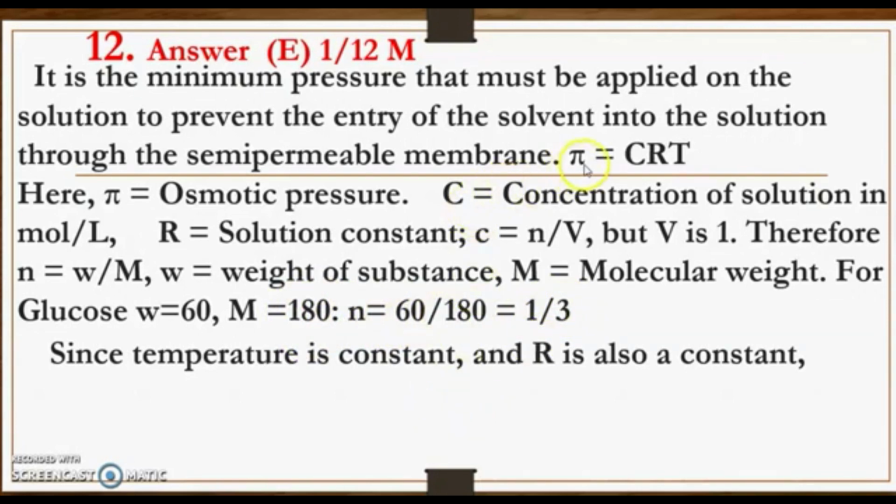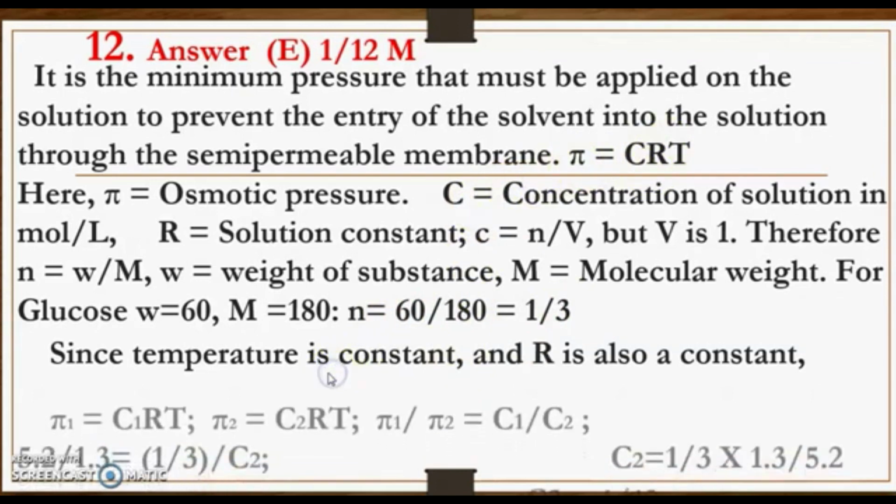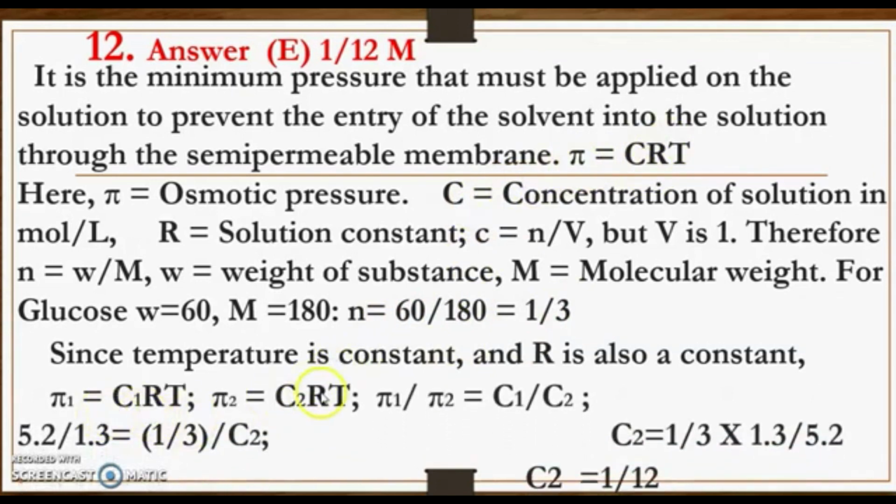So pi is equal to CRT. Now let us compare this one. Pi 1 is equal to C1 RT, pi 2 is equal to C2 RT, taking the ratio C1 by C2. C1 is equal to n1 by n2. The pressures are 5.2 bar and 1.3 bar. Substituting that value, we get C2 as 1 by 12.